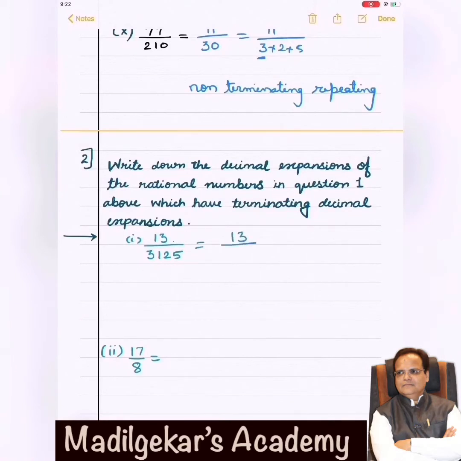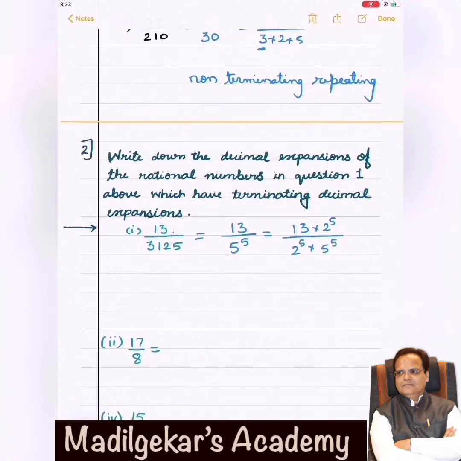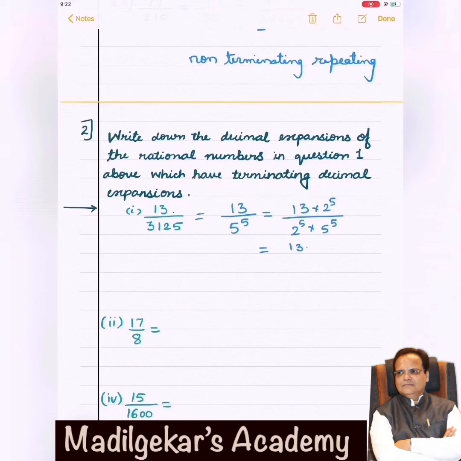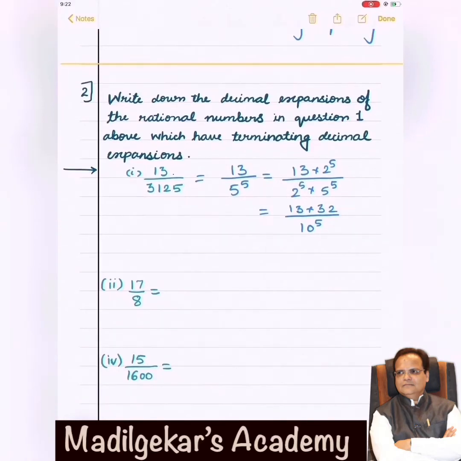Recall, 3125 is 5 raised to 5. That is 13 upon 5 raised to 5. Divide and multiply by 2 raised to 5. So the denominator is 5 raised to 5, 2 raised to 5 is 32, upon denominator is now 10 raised to 5. 13 into 32 gives 416 upon 10 to the power 5. To write in terms of decimal, it is 0.00416.